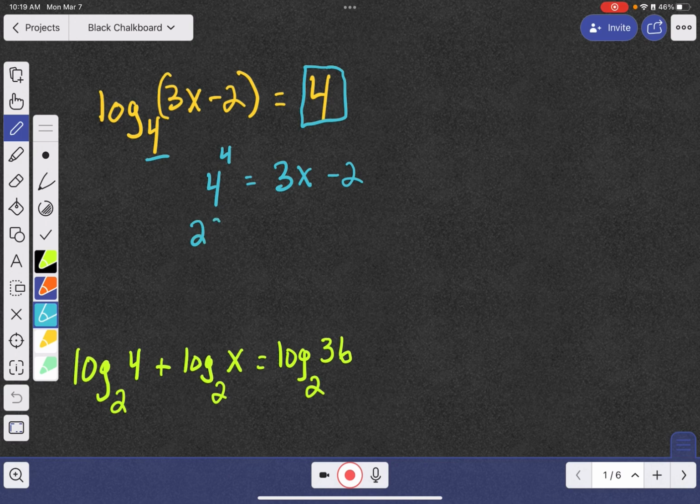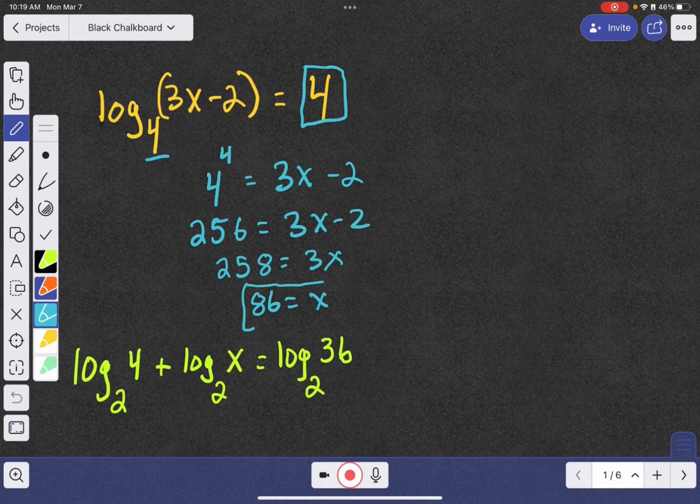So put that in your calculator. You get 256 equals 3x minus 2. Add 2 to both sides. So 258 equals 3x. Divide by 3, and you get x is equal to 86.